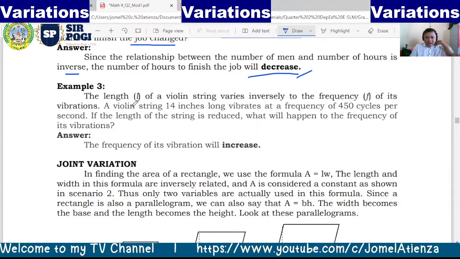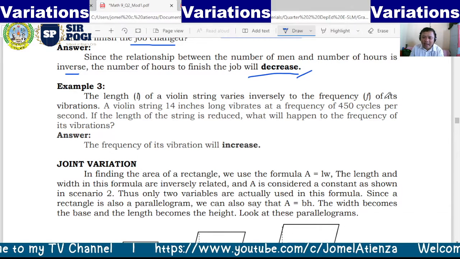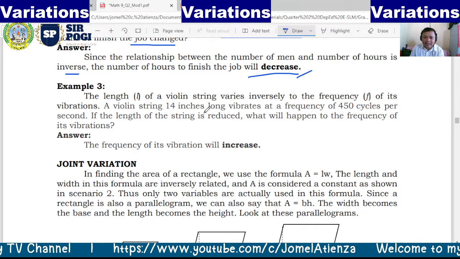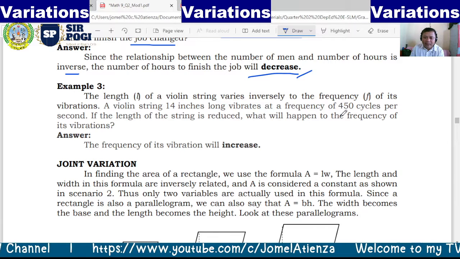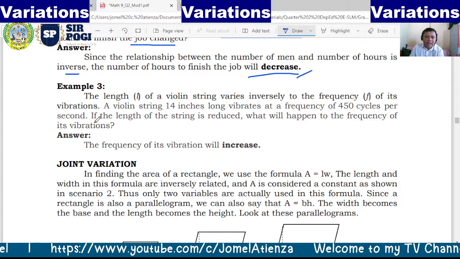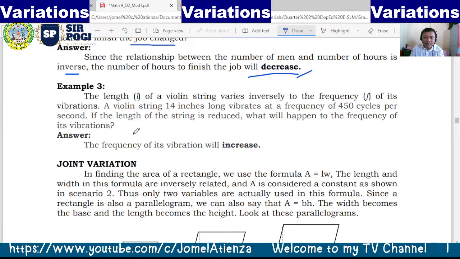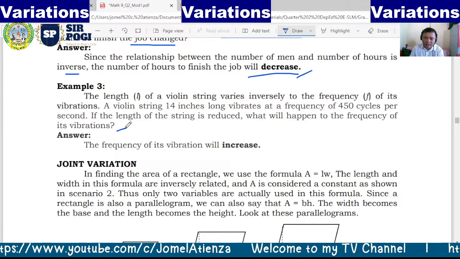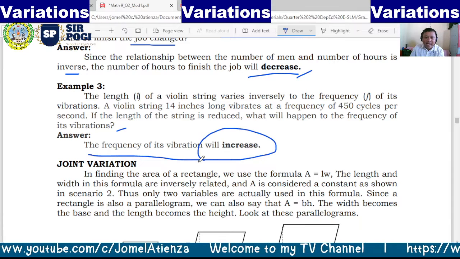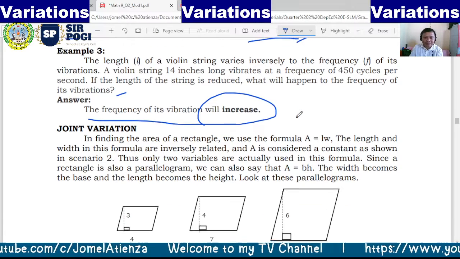Example number 3. The length L of a violin string varies inversely to the frequency F of its vibrations. A violin string 14 inches long vibrates at a frequency of 450 cycles per second. If the length of the string is reduced, what will happen to the frequency of its vibration? So the frequency of its vibration will increase. Mag-i-increase po yun ha.